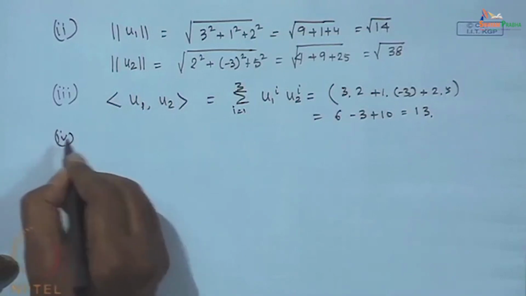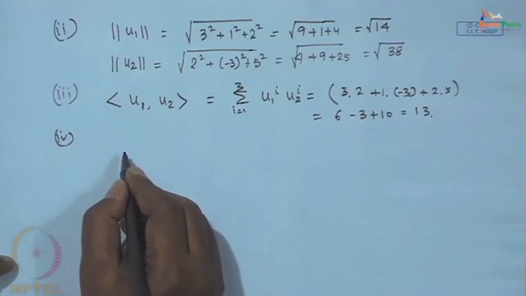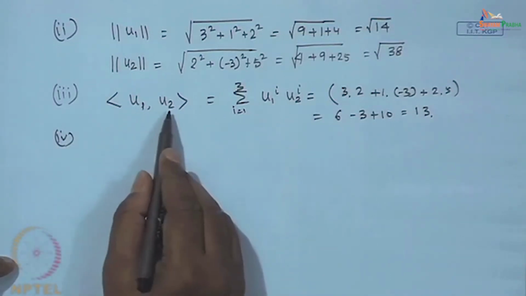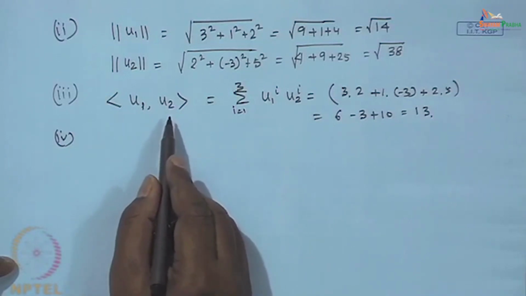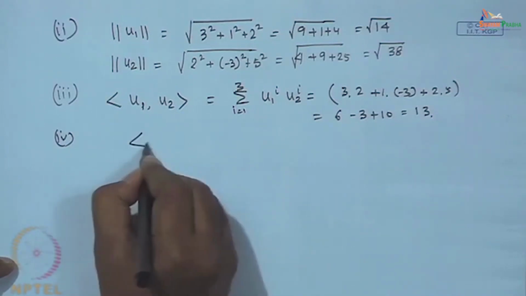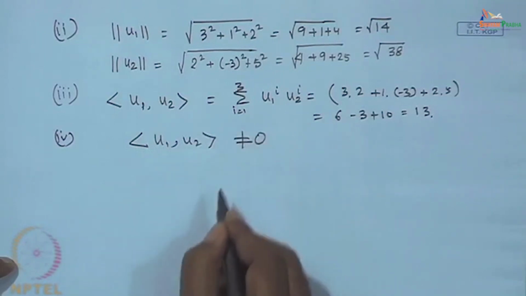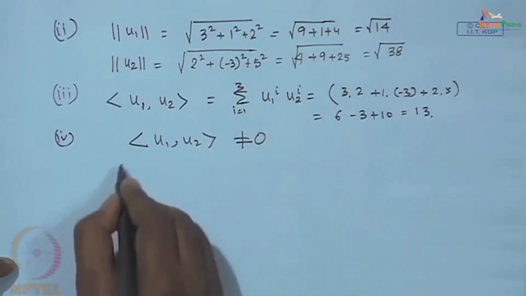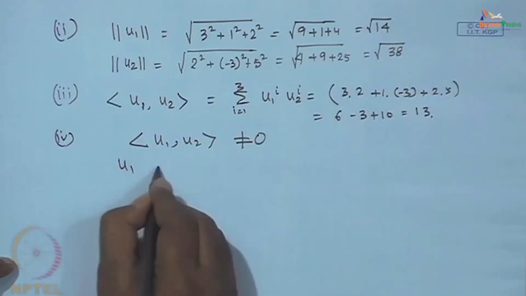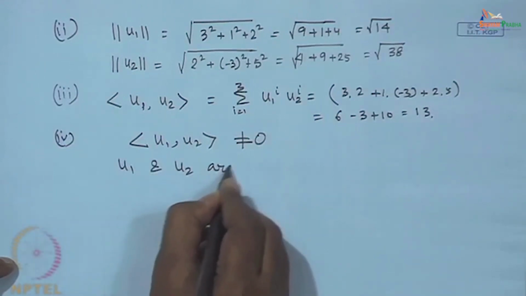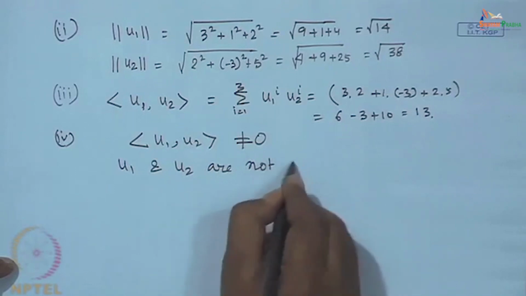The last bit of this problem is that we have to check whether u1 and u2 are orthogonal to each other or not. They are not, simply because the inner product of u1 and u2 is not equal to 0. So, therefore, the conclusion is that u1 and u2 are not orthogonal to each other.